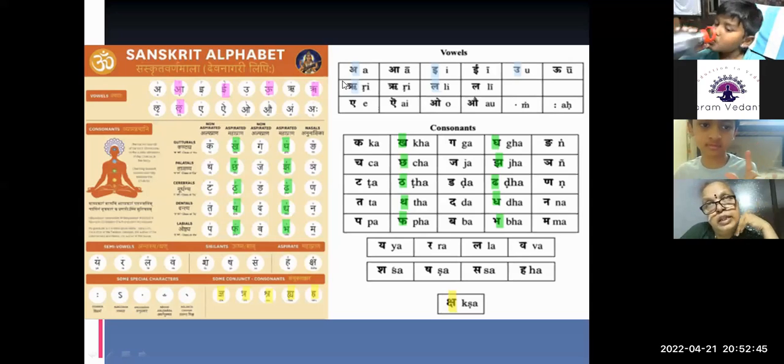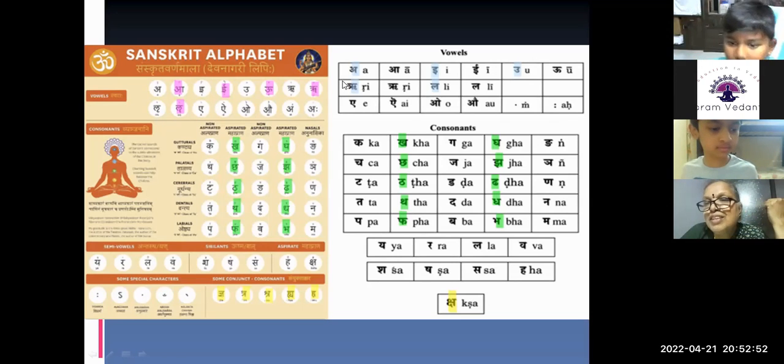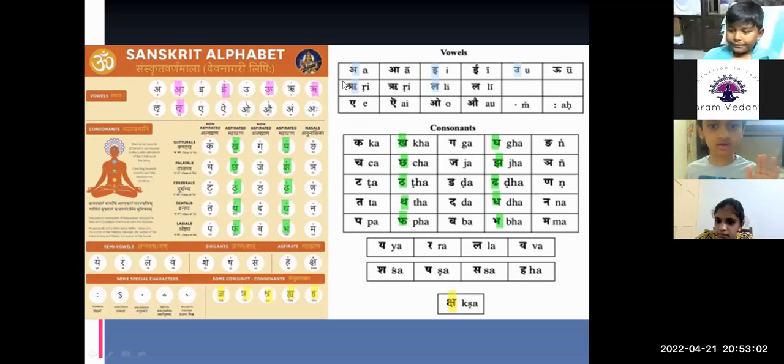Where do you think that the sound is originating? From which part of your body? Yes, Aditi, very good. You are trying actually. Where did the sound originate from? Throat. From your, no, Nabhi, navel region, isn't it? Again, you pronounce at home.